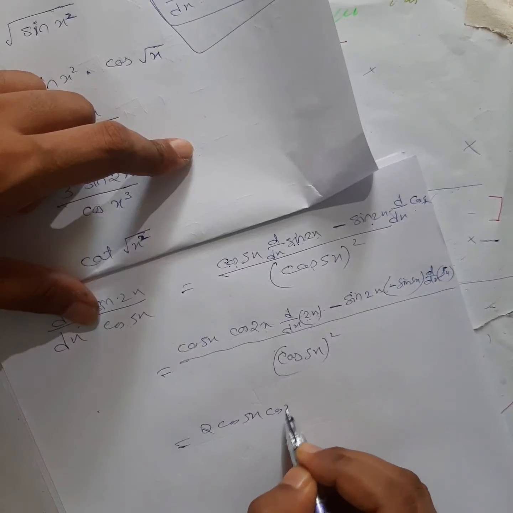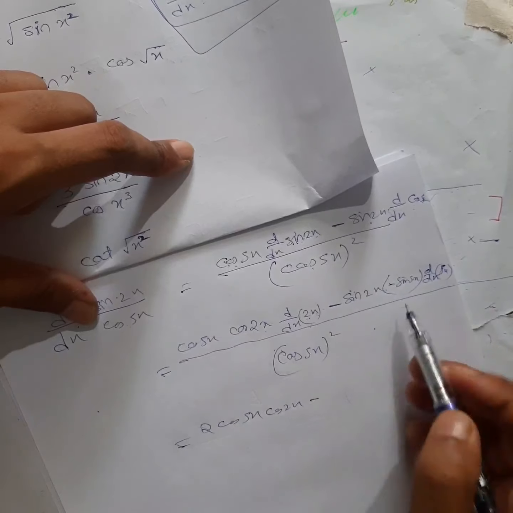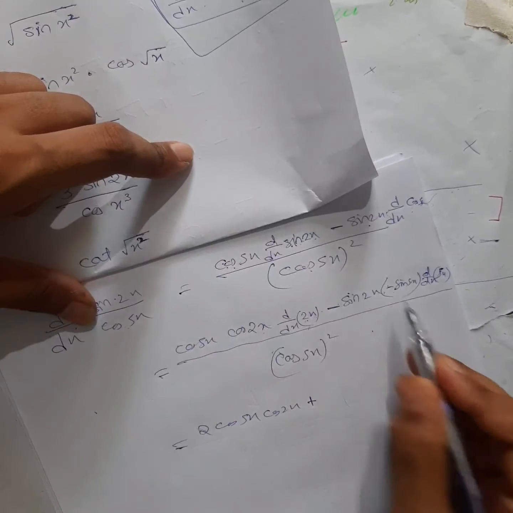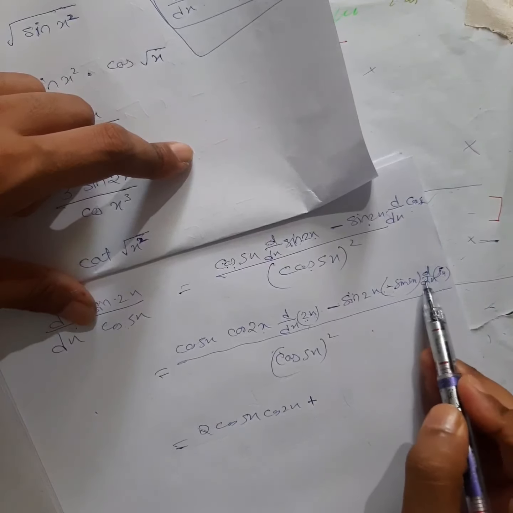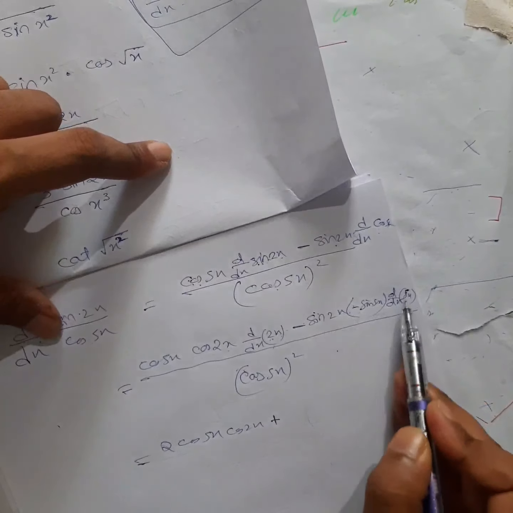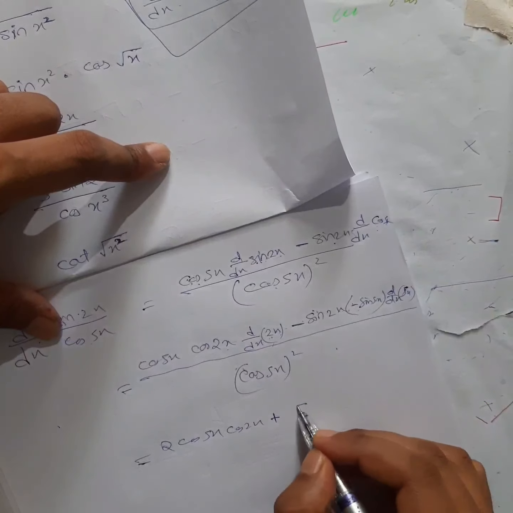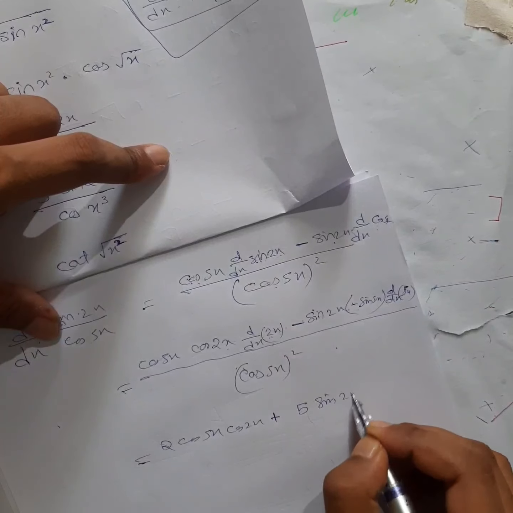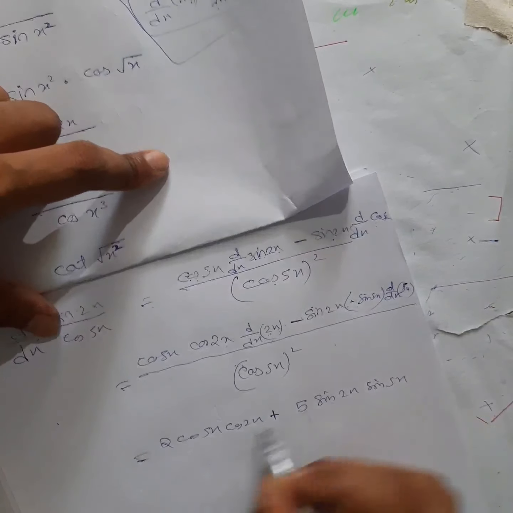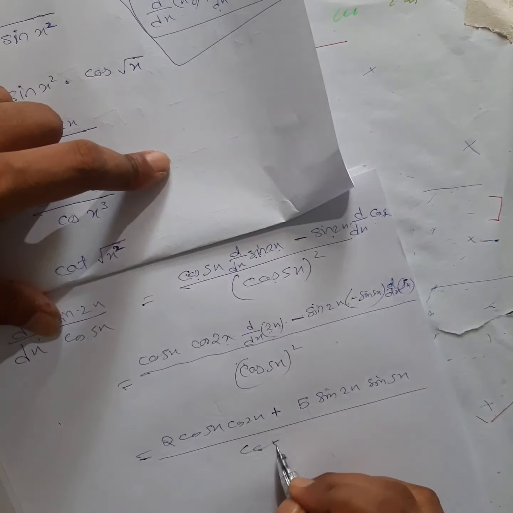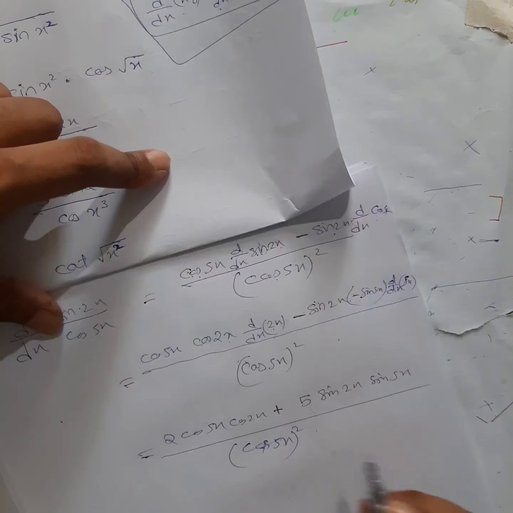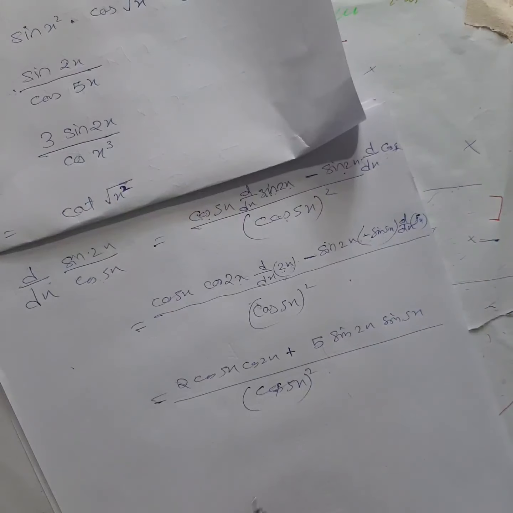Cos 5x cos 2x, minus into minus, plus it will be, right? Now d/dx of 5x will be what? 5 will come out, dx by dx 1, right? So 5 will come out, sin 2x sin 5x by cos 5x whole square. So this will be our answer, okay?